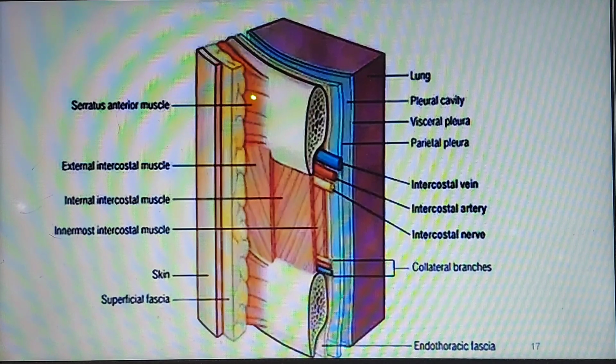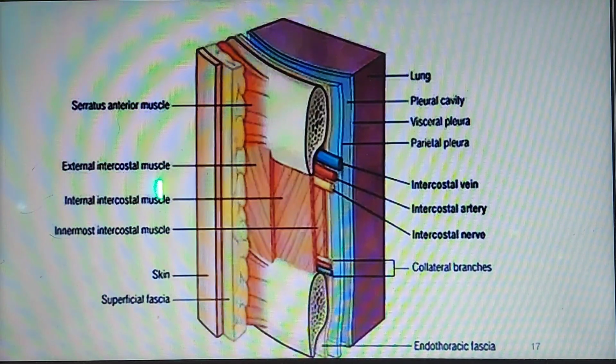muscle of the thorax, named serratus anterior, pectoralis major, so many extrinsic muscles, then the rib and intercostal spaces, and there is the endothoracic fascia and the parietal pleura, visceral pleura and the lung.